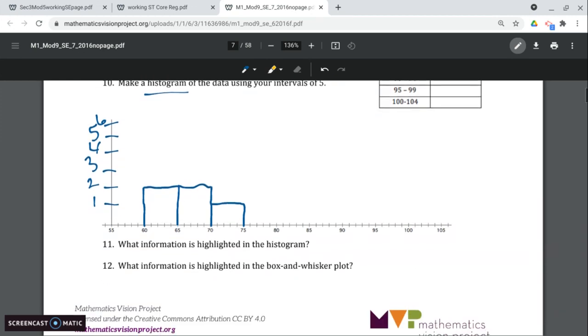And then you'll answer questions 11 and 12 based on what you see highlighted in the histogram versus what's highlighted in the box and whisker plot.